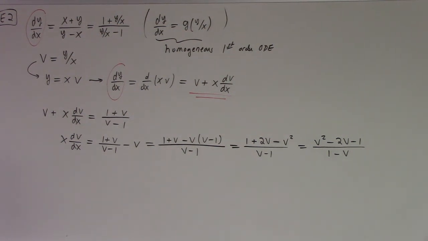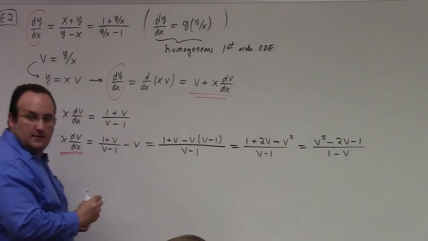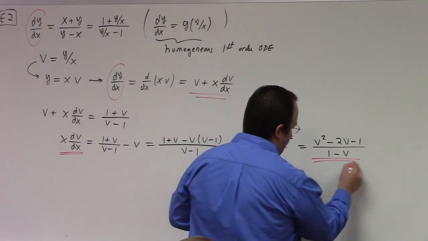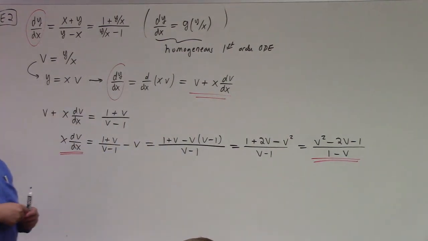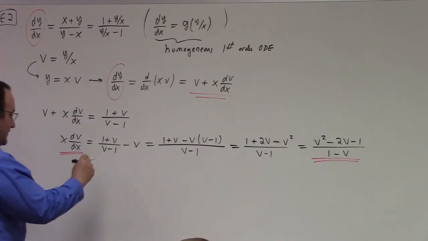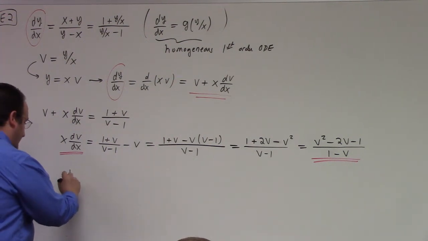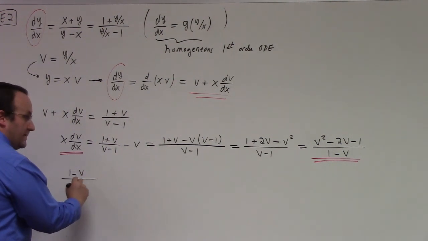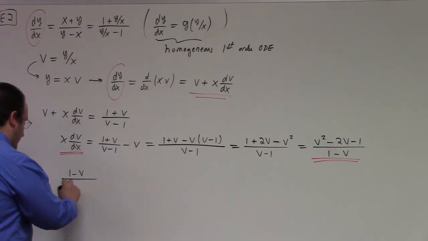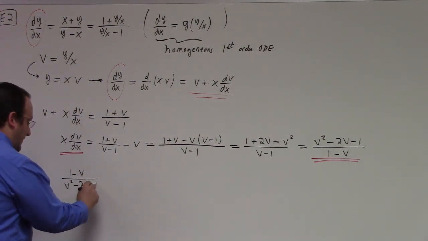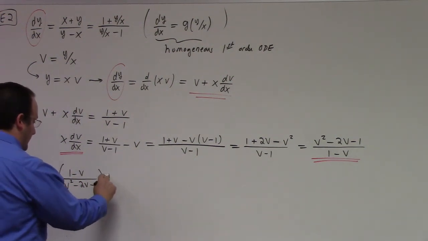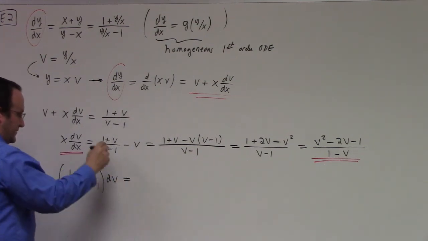All right, so now we're off to the races. If you look at this and this, we can do separation of variables now, right? I mean, we could before too, but now it's relatively pretty to do the algebra. So what I have here is (1 minus v) over (v squared minus 2v minus 1) dv is equal to what? It's equal to dx over x, yeah?